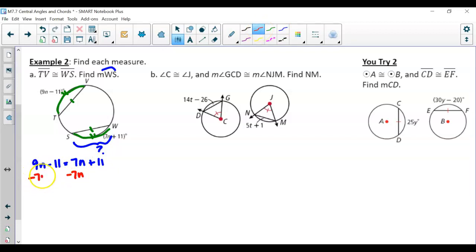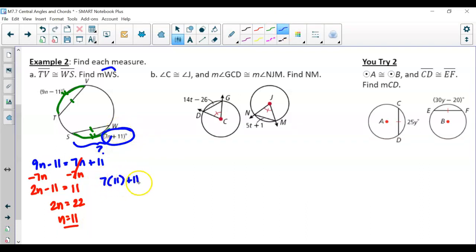Gather the variables. So now we've got 2n minus 11 is equal to 11. Now you're just solving your two steps. So adding 11, 2n is equal to 22, and n is equal to 11. Now, is 11 our final answer? No, because remember, we're solving for the measure of the arc. So 7 times 11 plus 11 gives you 88 degrees. That is the measure of arc WS.